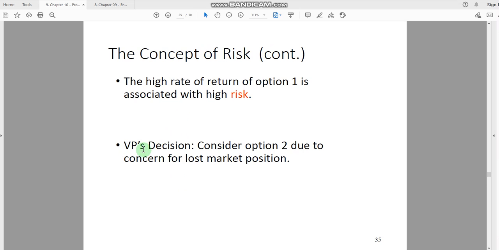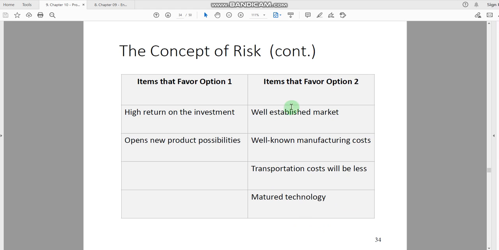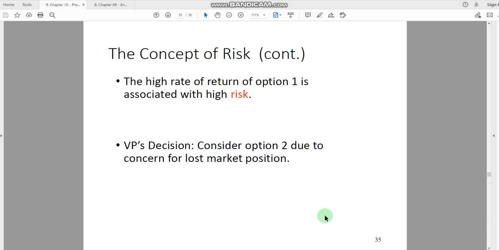VP's decision: consider option 2 due to the concern of lost market position. So the VP goes with option number 2 because they don't want to lose the market share. If they don't put a plant into the new region, maybe some competitor would make a plant there, and that would take the market share. From the investment point of view, you cannot lose the market share. If the market share is high, your sales will be increased. So the VP goes with option 2 due to the concern for the loss in market position.